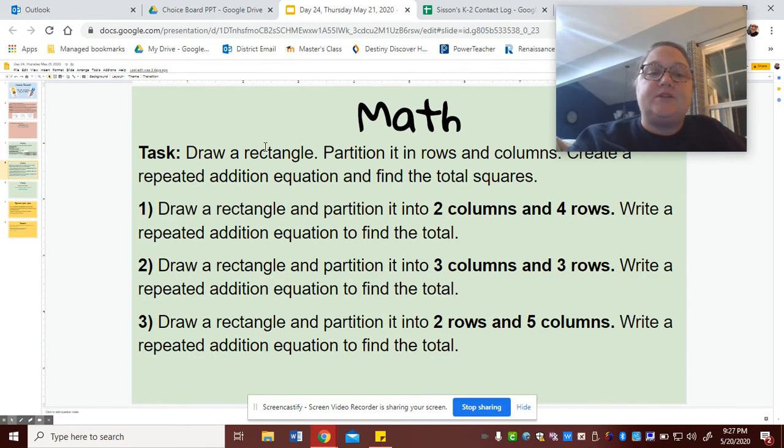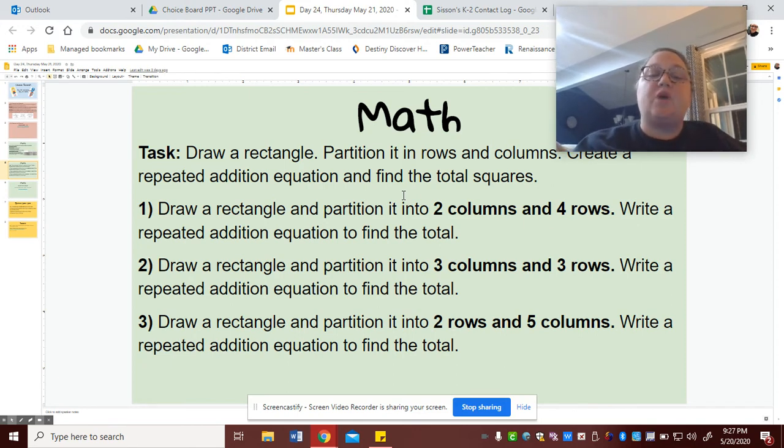So you're going to draw a rectangle and you're going to partition it into rows and columns. So like for the first one, you're going to draw a rectangle and then you're going to make it into 2 columns and 4 rows. So 2 columns, you would draw 1 line. 4 rows, you would draw 3 lines. Okay. Then you're going to write the repeated addition to find the total.